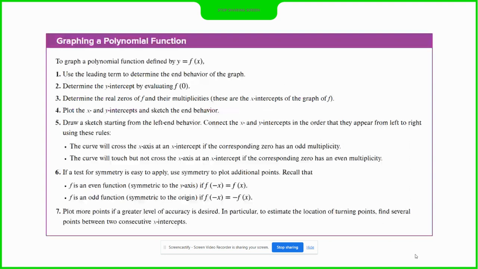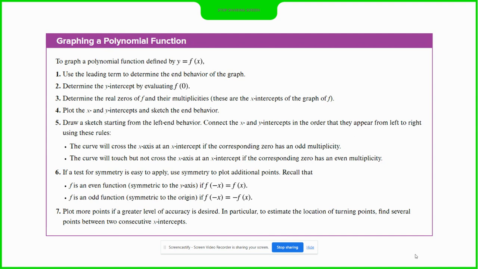All right, so you don't have to write this word for word, but to graph a polynomial function, here is a little bit of a procedure. And you can find this, of course, in your textbook. So first thing you want to do is use the leading term to determine what the end behavior is. That's where you look at the highest degree, see if it's even or odd, and then look at the coefficient, see if it's positive or negative. See how the function starts and ends. All right, that's step one.